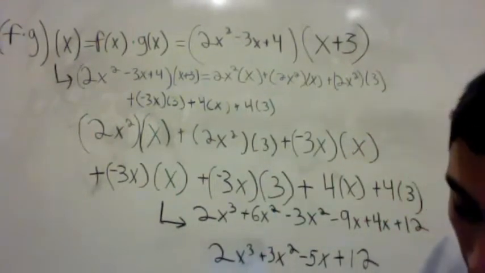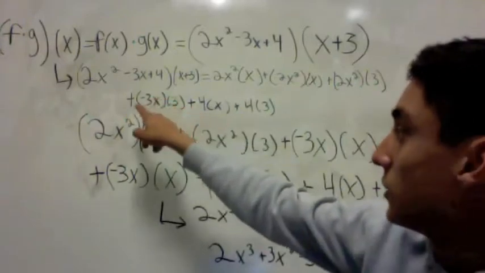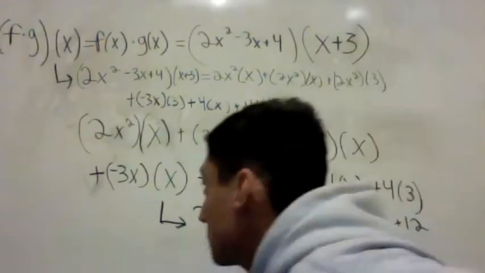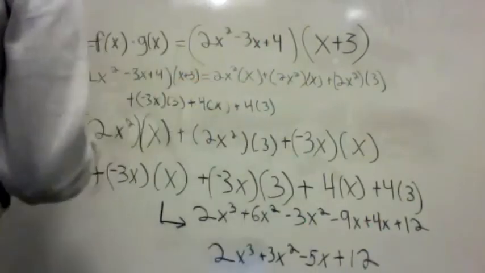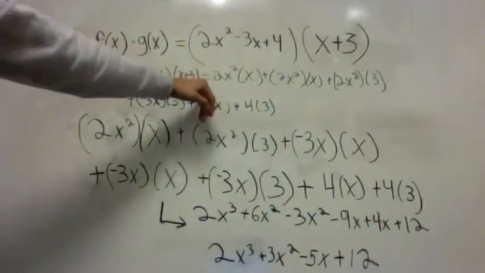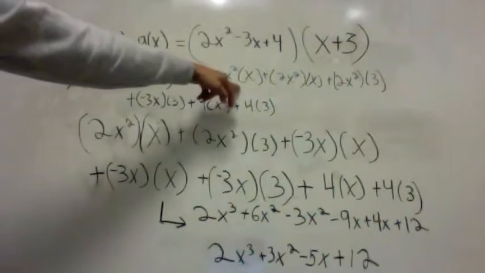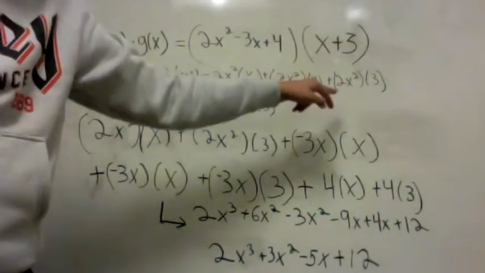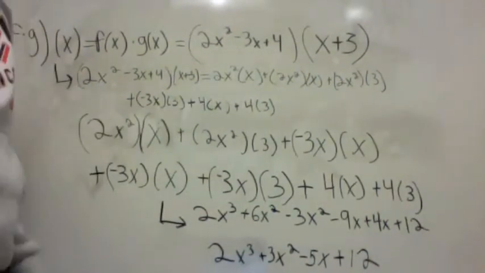So after you do that, you combine like terms. So as you can see here, we drew an arrow down signifying what the next step is, which is the distribution part. So you get 2x squared times x plus 2x squared times x plus 2x squared times 3.